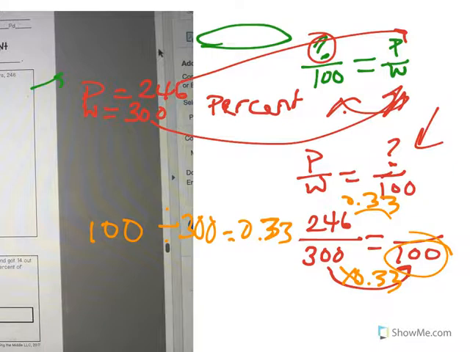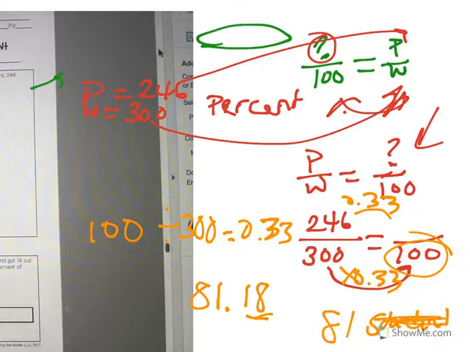So 246 times 0.33, and that gets me the answer 81.18. Well, I can't have 0.18 students, so really what I'm going to do is round again, and it's about 81 students. I'm sorry, that's percent, isn't it? It's about 80. Well, you can have decimal and percent. Ooh, I take that back.